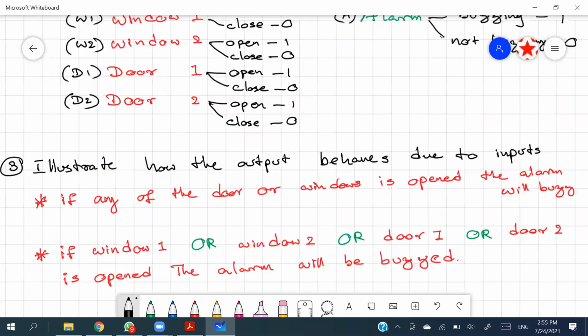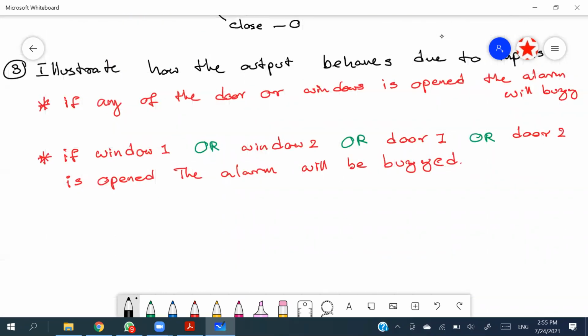Right? So I'm going to minimize this illustration into an equation. Now look at how I'm doing this, right?